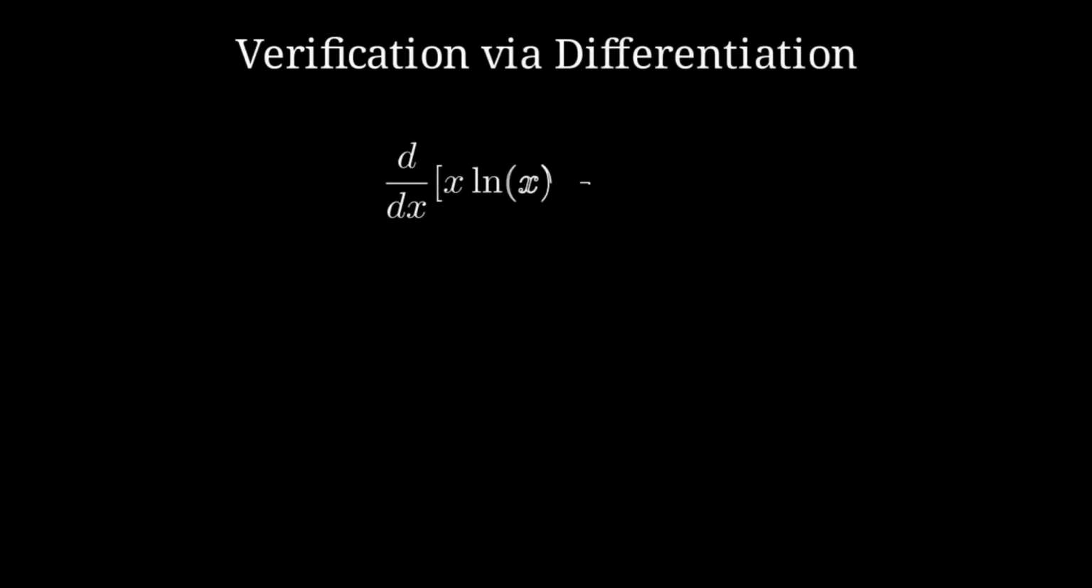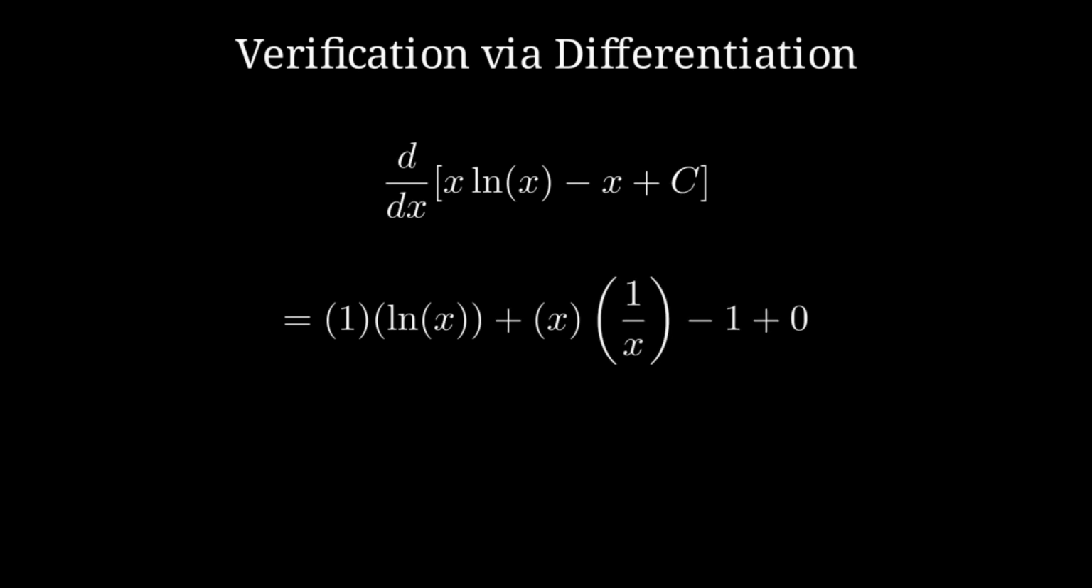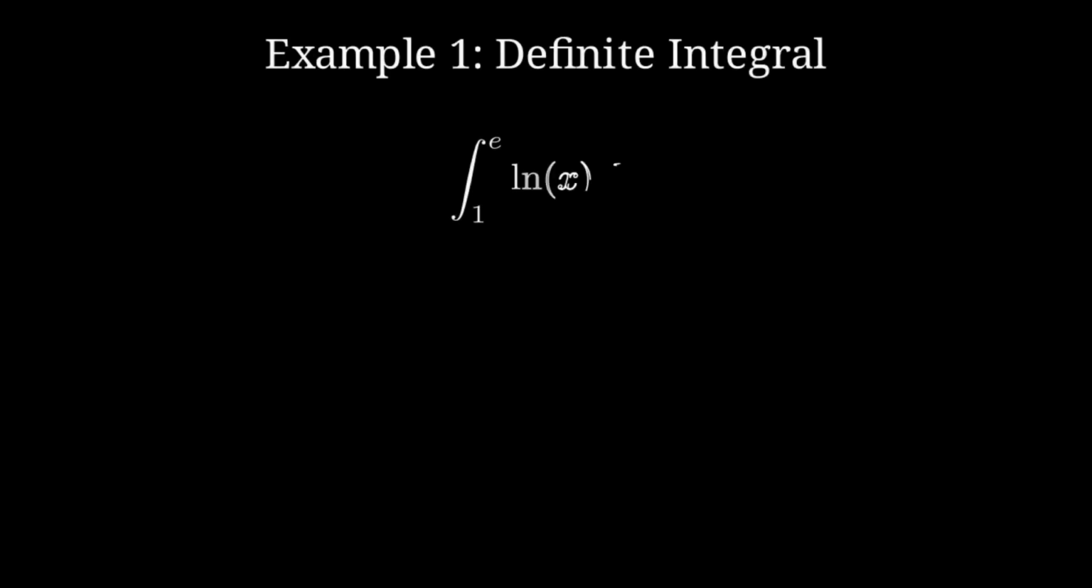To verify our work, we differentiate the result. Using the product rule on x ln x gives us ln x plus 1. Subtracting the derivative of the second term, which is 1, leaves us with just ln x. Our integration is correct. Let's apply this to a definite integral from 1 to e.